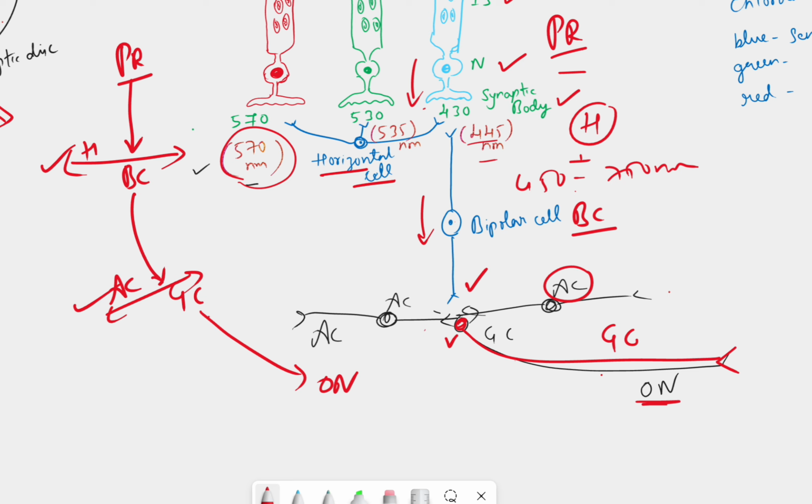Now that we have understood how the light is captured and passed through the retinal circuit, the next thing we need to understand is how the signal is converted into electrical activity. That is the phototransduction which happens in the cones. Then we'll understand how exactly the information is relayed onto the cortex.